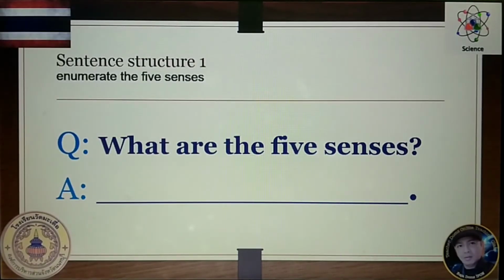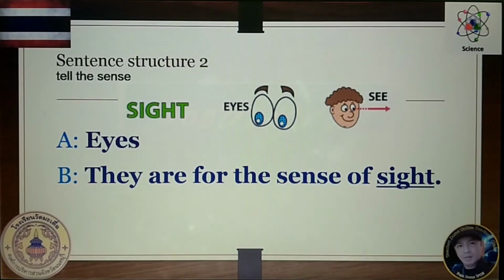Sentence structure 1. Enumerate the 5 senses. What are the 5 senses? Sentence structure 2. Tell the sense. Eyes. They are for the sense of sight.